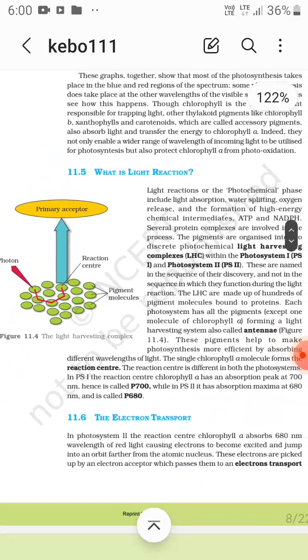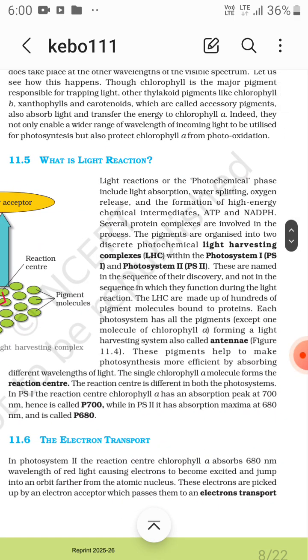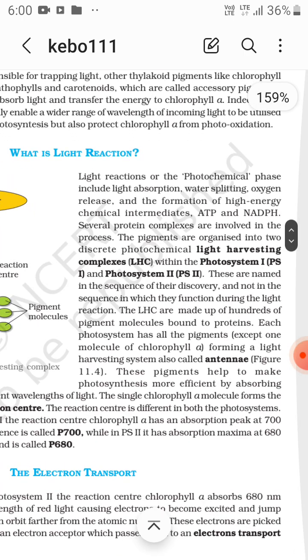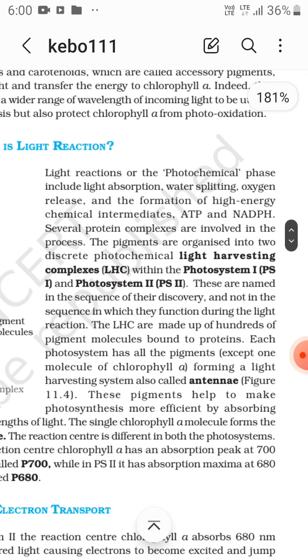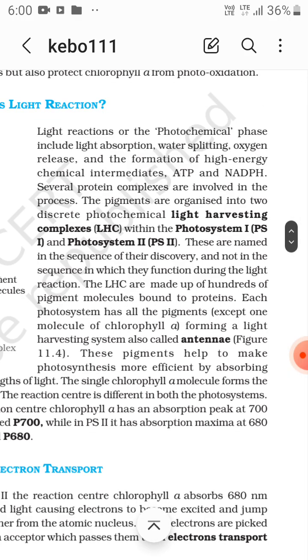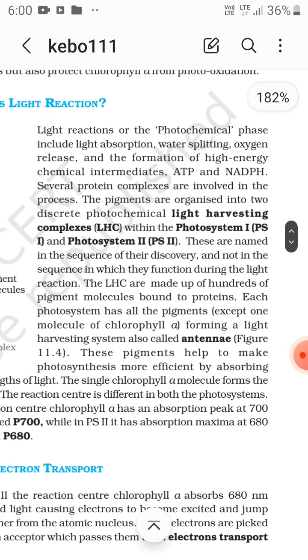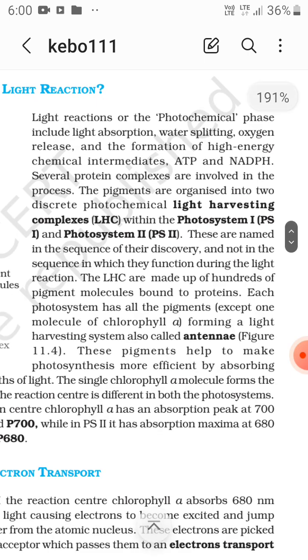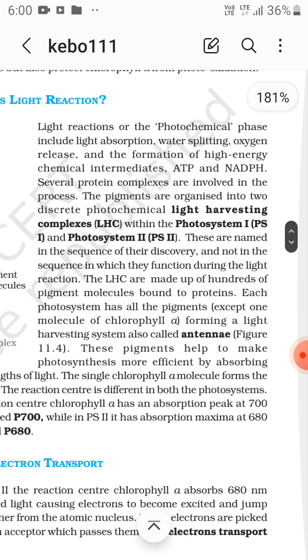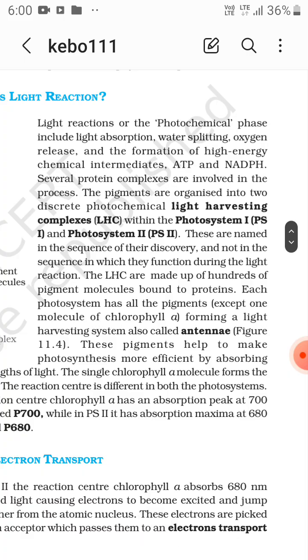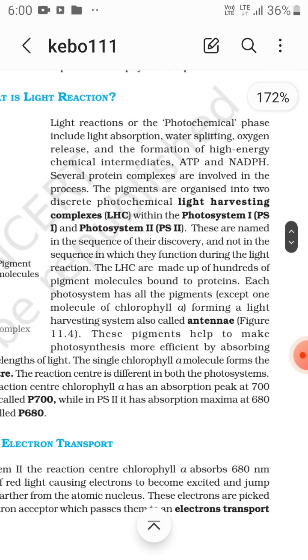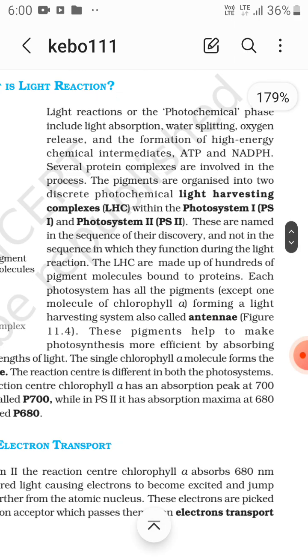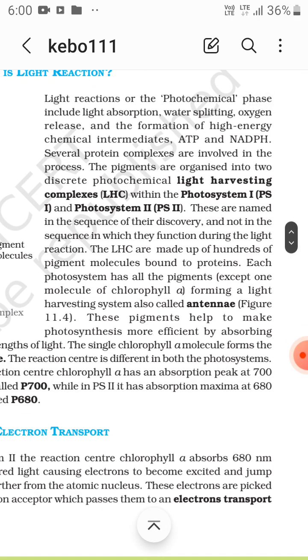So what is light reaction? Light reaction or the photochemical phase includes light absorption, water splitting, oxygen release, and the formation of high energy chemical intermediates like ATP and NADPH. Several protein complexes are involved in the process. The pigments are organized into two discrete photochemical light harvesting complexes, LHC, within photosystem 1, PS1, and photosystem 2, PS2. These are named in the sequence of their discovery, not in the sequence in which they function during the light reaction. The LHC are made of hundreds of pigment molecules bound to proteins.